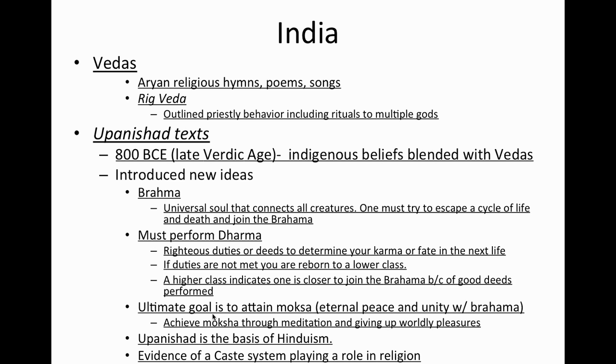And this is important because we see religion connected to social class, right? If you're in a lower caste system, you're not anywhere near obtaining moksha. You have to perform your duty, right? You have to do what your social class or caste expects you to do. And again, the goal, like Buddhism, is to escape the cycle of life. So the Upanishad texts outline the early caste system, which eventually forms the basis of Hinduism.